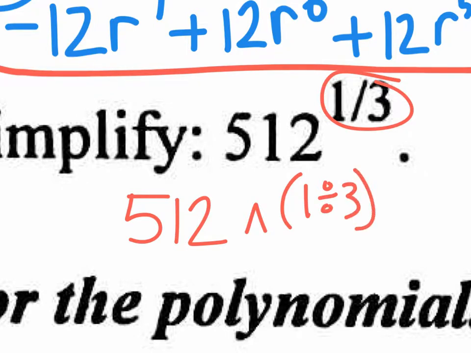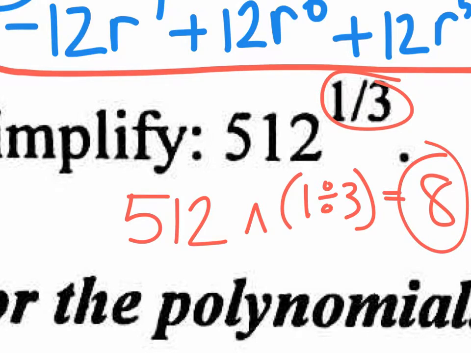I'm about to do that right now. So if I go 512 to the power of, it opens parentheses, 1 divided by 3, close parentheses, hit equal, the answer is 8. All of that is done with a calculator. The answer is 8. That's it. Okay?